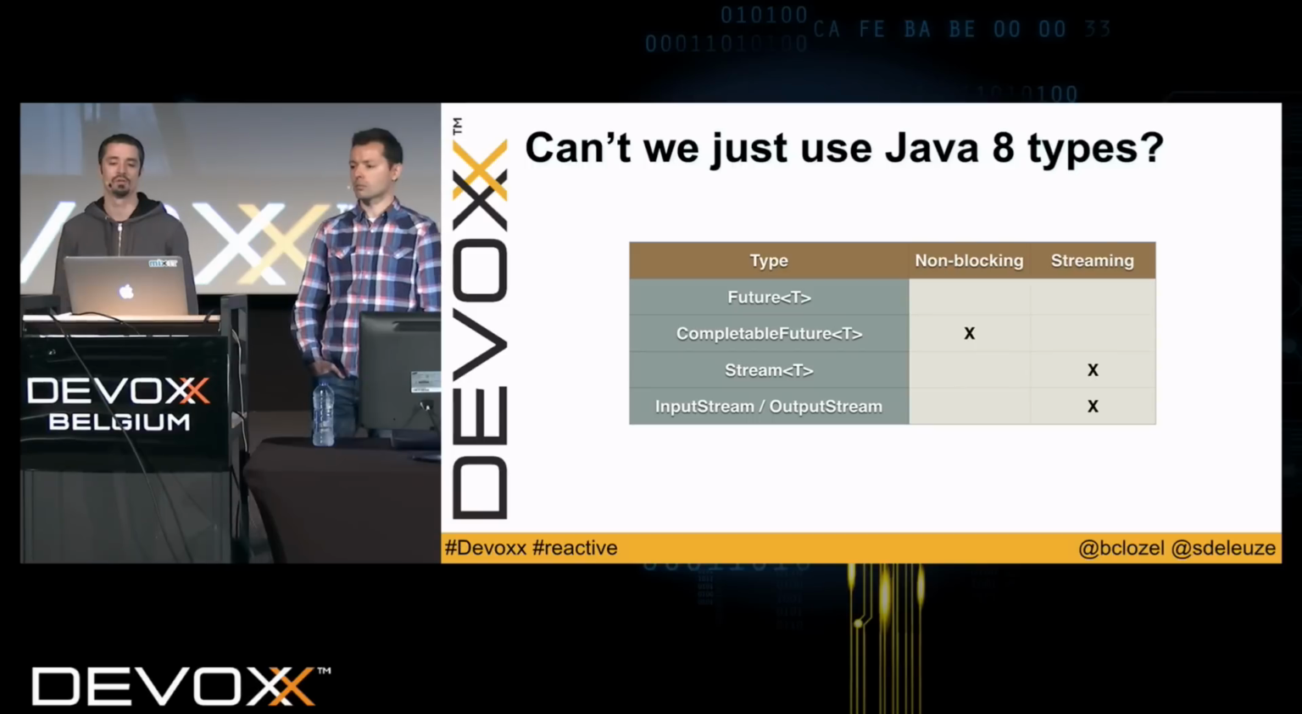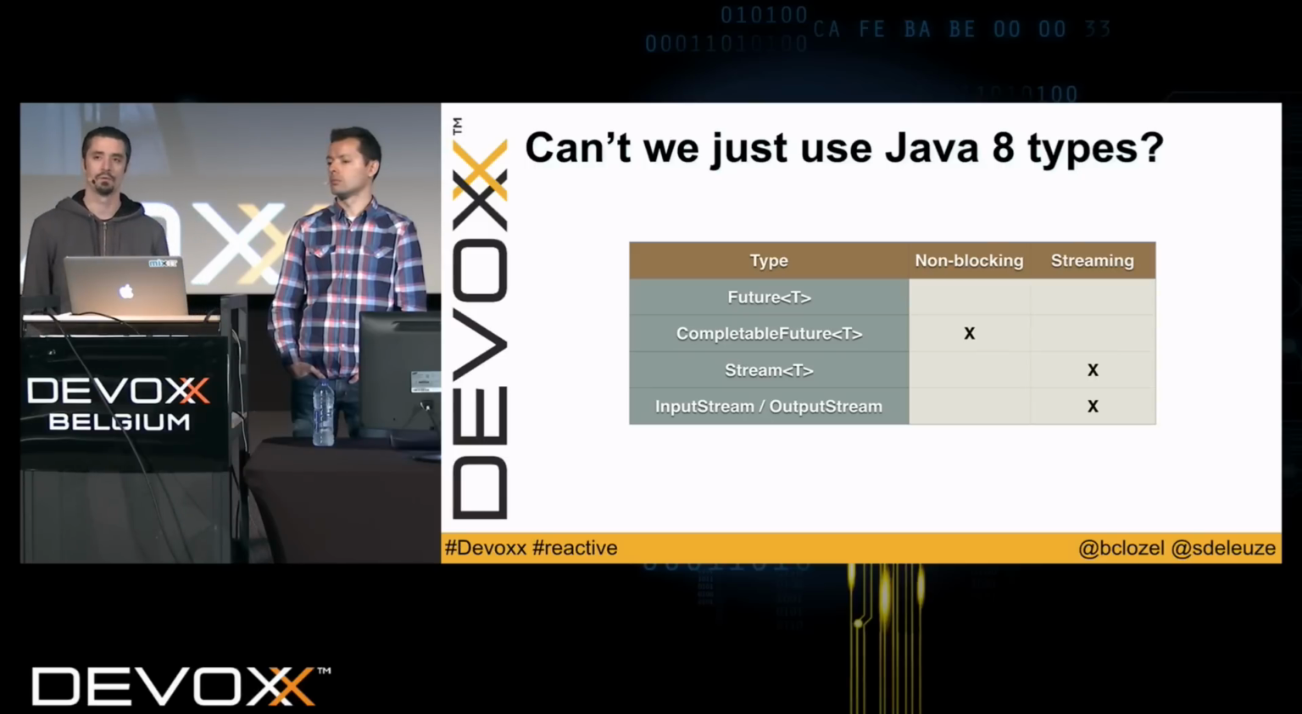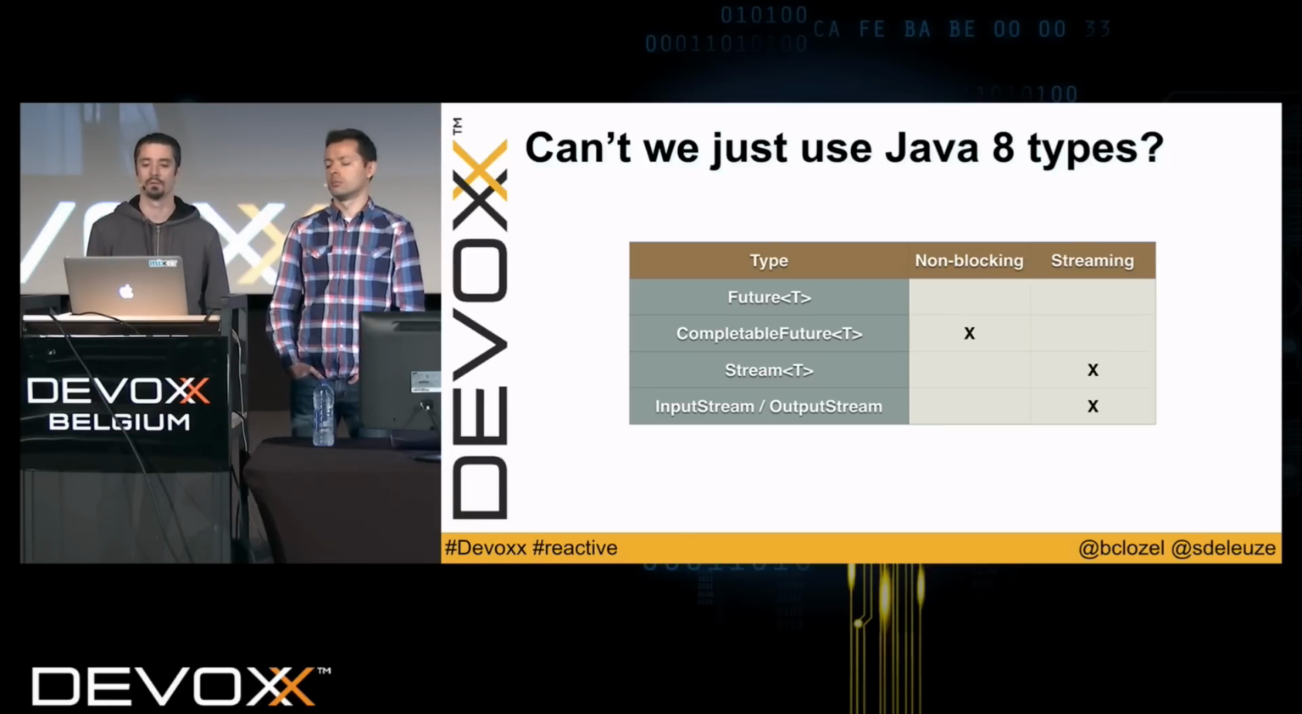So can't we just use Java 8 types? We have Future, which was introduced in Java 5. Future is an asynchronous type, but it's also a trap because it's blocking. To get the result of a Future, you have to call the .get method, and the .get method blocks the current thread. So don't use Future for an asynchronous non-blocking application. That's not a good idea. That's why Java 8 introduced CompletableFuture, which is a real asynchronous non-blocking type.